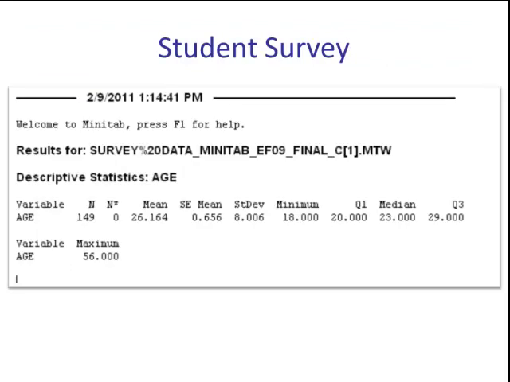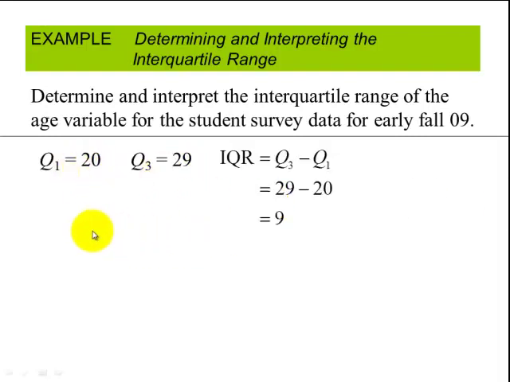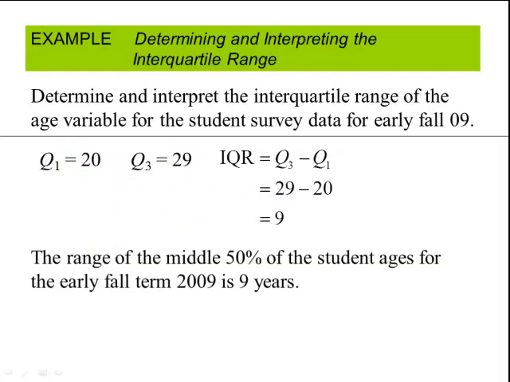Let's look at the student survey data. If you recall, we found Q1 to be 20 and Q3 to be 29. If we calculate and interpret the interquartile range for the age variable, Q3 is 29, Q1 is 20, so the interquartile range is 9. The range of the middle 50% of student ages for the early fall term 2009 is 9 years.